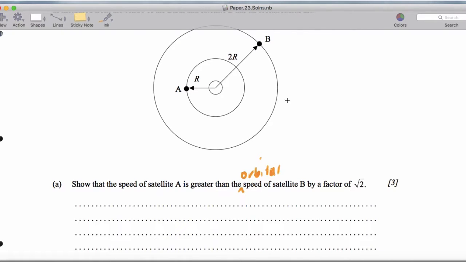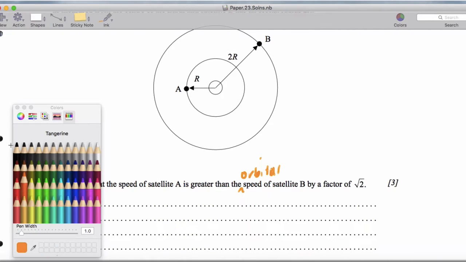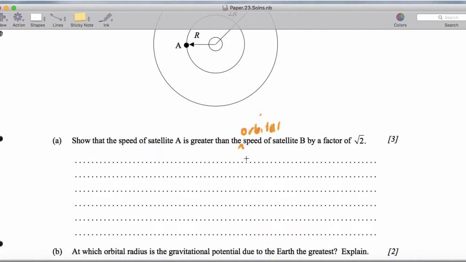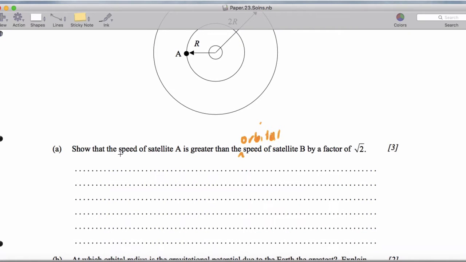Now, this is something that we covered in class, and I said there are 3 things that we want you to come up with when we do gravitational astronomy, planetary motion stuff. When we study universal gravitation, we want to come up with the orbital speed. We want to be able to come up with the value for g, even though that formula is given in the data booklet, and we want to be able to come up with Kepler's third law. So this is clearly an orbital speed question.